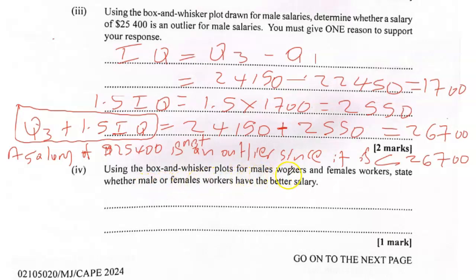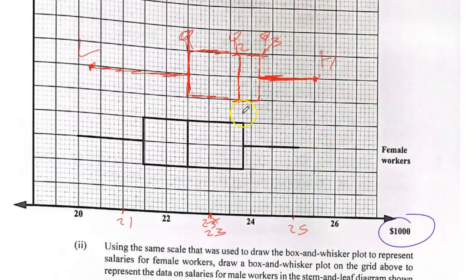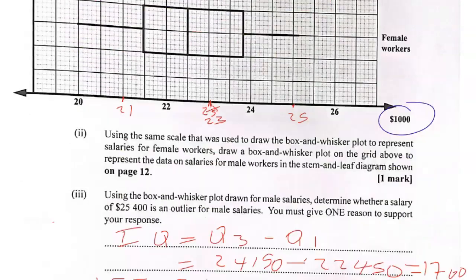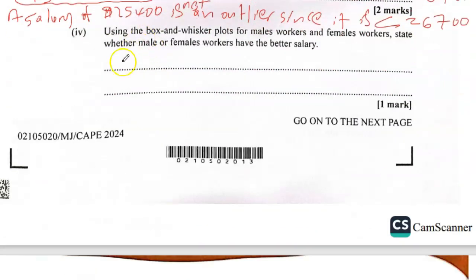Part 4, using the box and whisker plots for male records and female records, state whether male or female records have the better salary. So just by a glance at the diagrams here, both plots on the same scale and the same graph, notice the male plot is further to the right. Alright, so just by a simple glance we can see that the male records have a better salary.